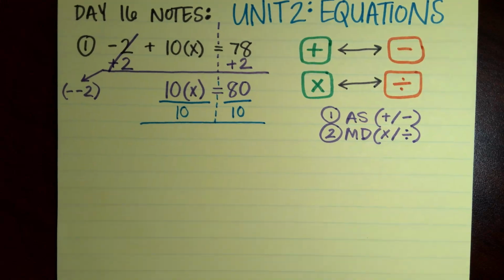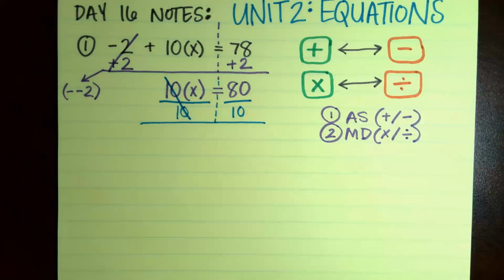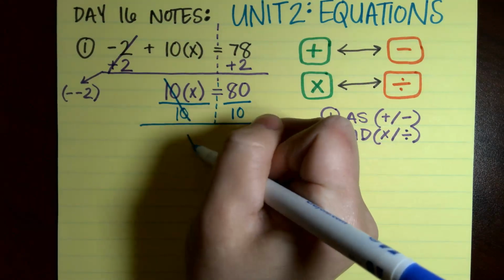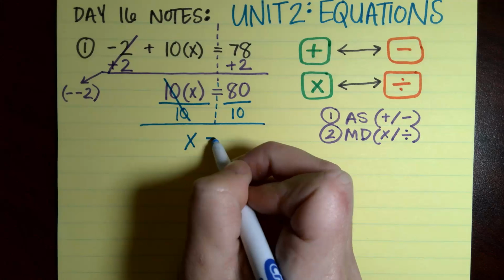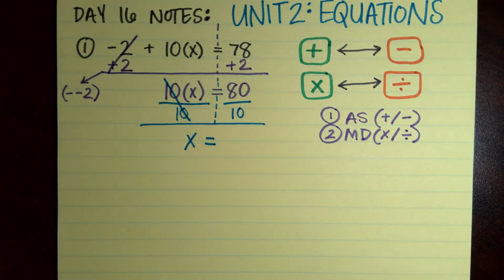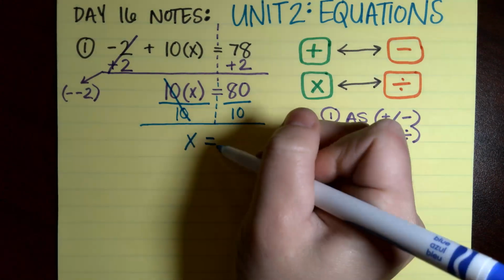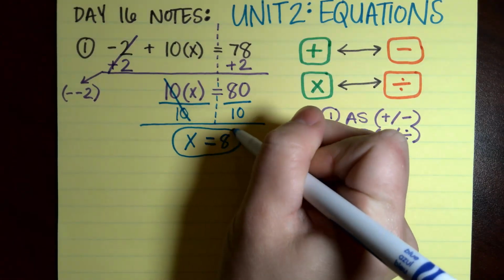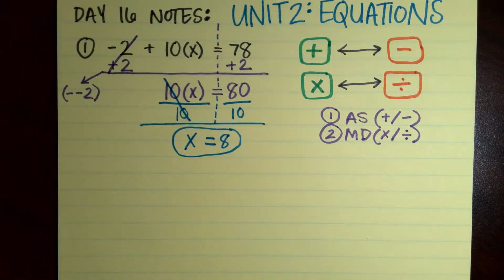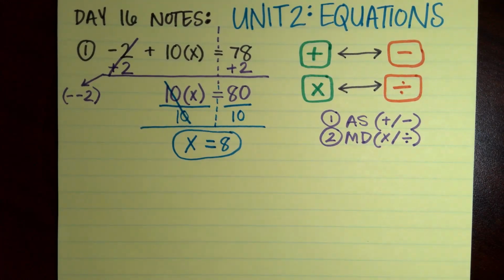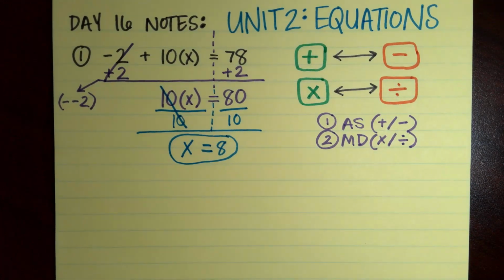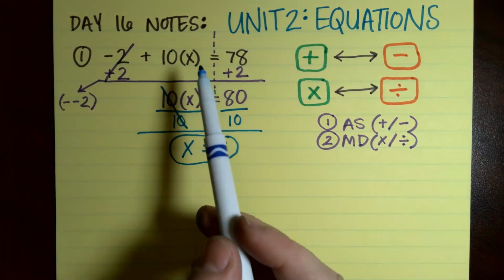All right. What happens to my 10s? They cancel. So I'm left with x by itself now. So I have x. I'll bring down my equals. And what is 80 divided by 10? 8. For number 1, we are going to get x equals 8. Very good job, guys. Any questions about number 1? Did anybody get something different? It's okay if you did. If you got something different, do we feel okay about this process?